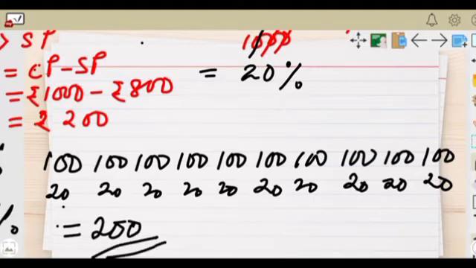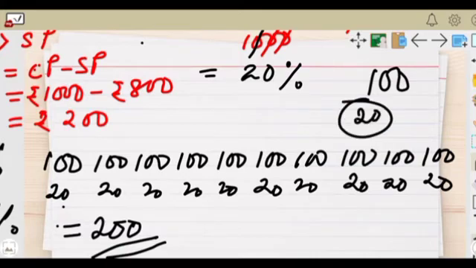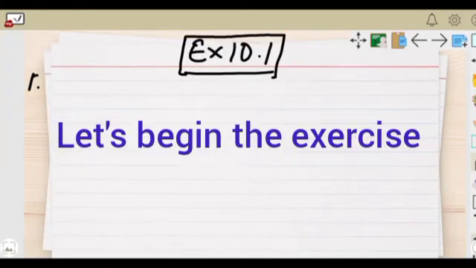Here loss percent means for every 100 of the cost price, how much loss you get. Here loss percent is 20%. That means for every 100, you'll be getting a loss of 20 rupees. That is the meaning. I'll read the question for you.